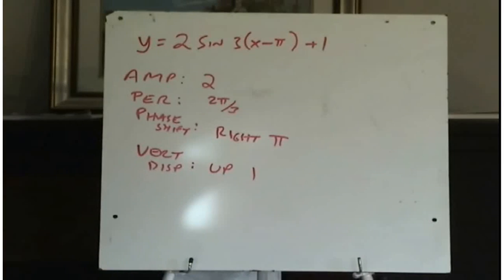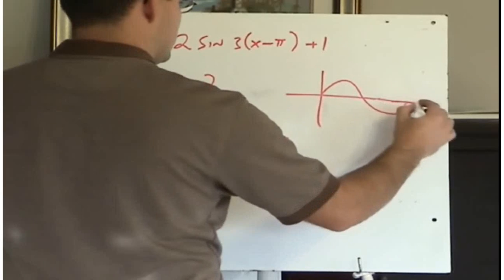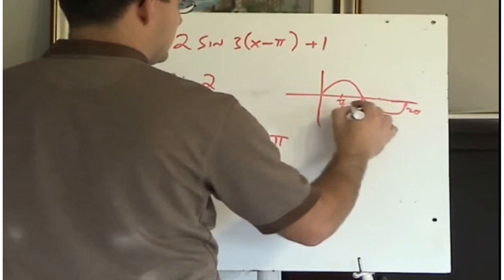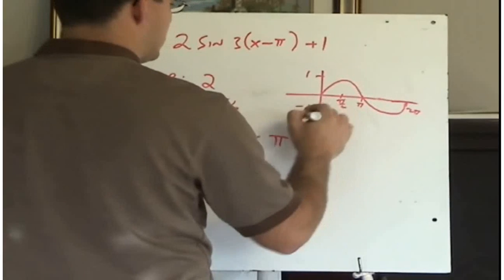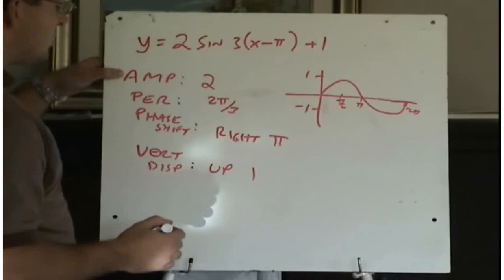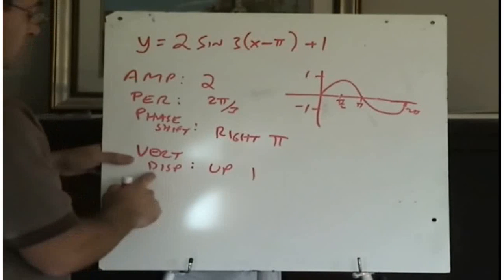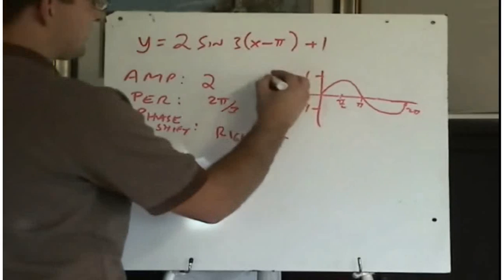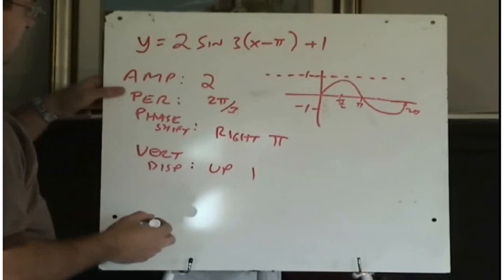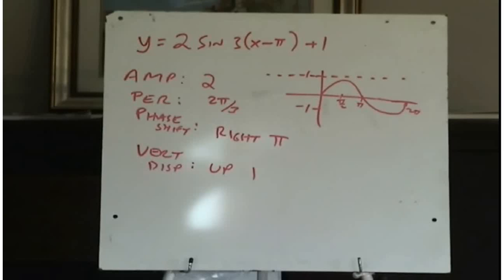So if we started with a basic sine graph, which we know looks like this, we just have to change it to make sure that it has an amplitude of 2. So the distance from here to here instead of 1 needs to be 2. It needs to be centered, the vertical displacement, it needs to be centered at this line right here. And then it needs to make sure that you have a period of 2 pi over 3 and a phase shift of right pi. So let's see if we can sketch this one then.